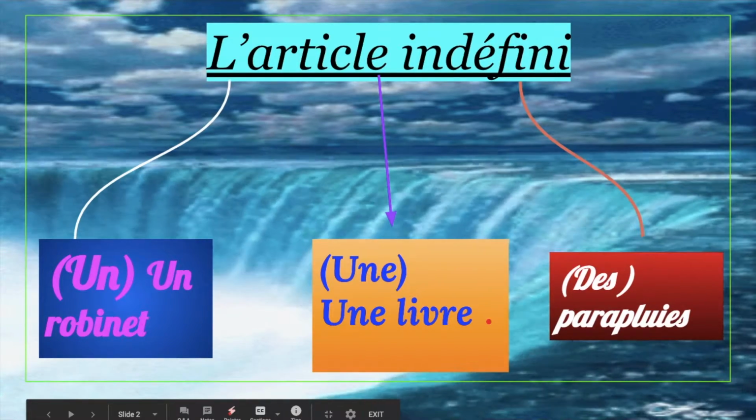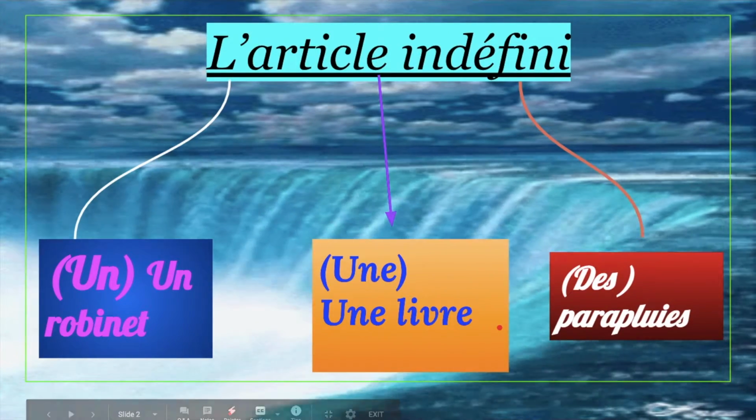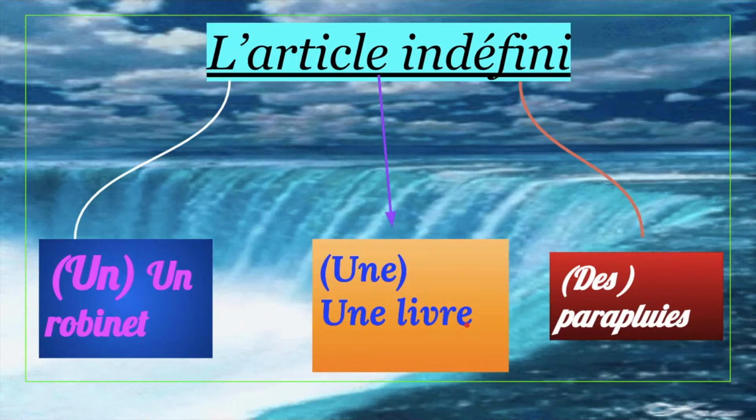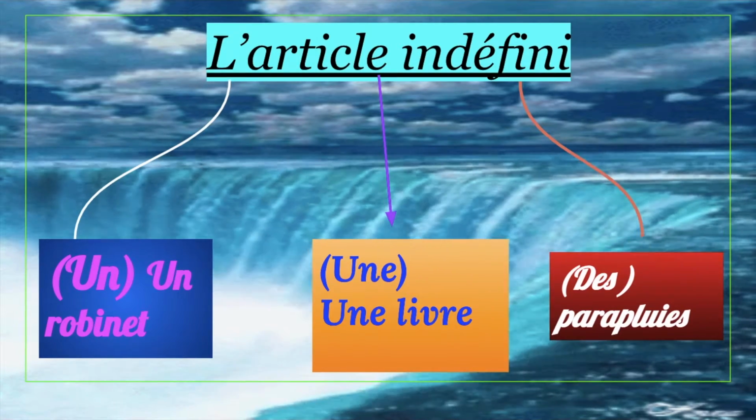That's why we have put it separately. So libre is a feminine word. Then we have des parapluies. Des parapluies means many umbrellas.